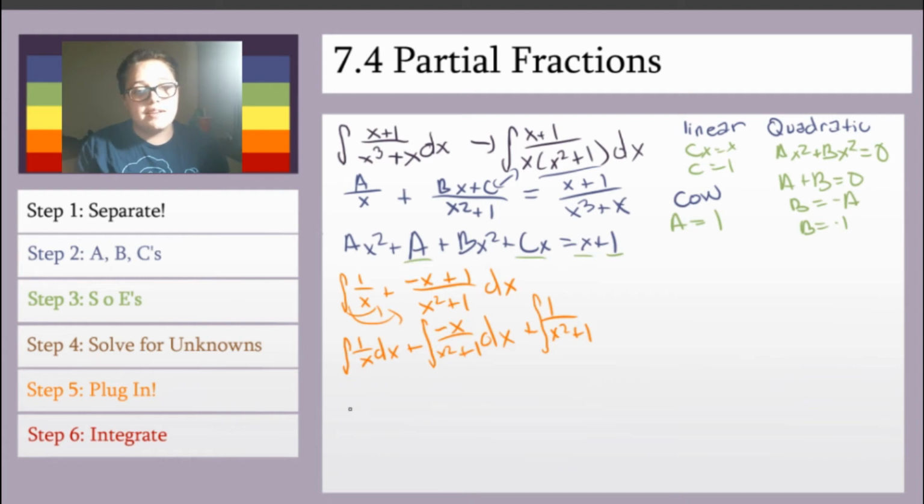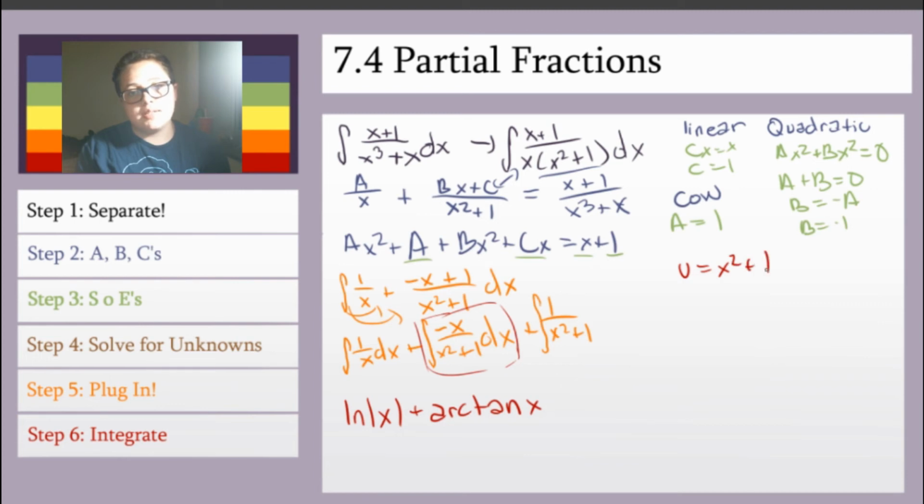Next, we're going to go ahead and integrate. We know that this is ln of x. We know that this one is arctangent x. But what about this one in the middle? That one looks a little rude. Well, we're just going to use some u substitution.